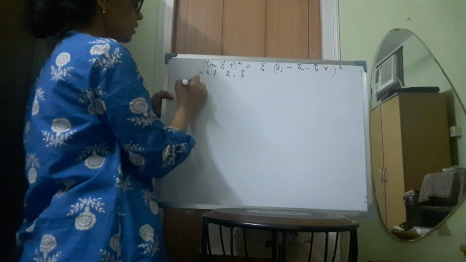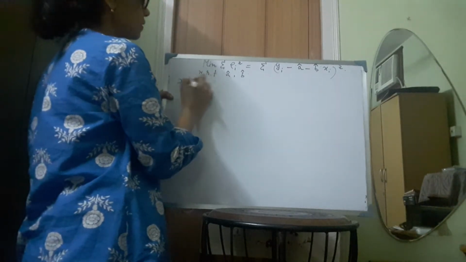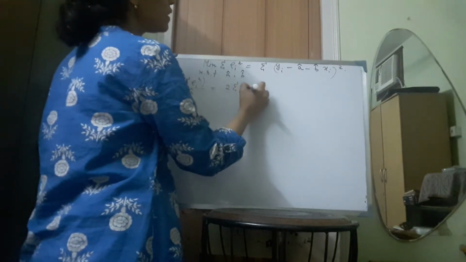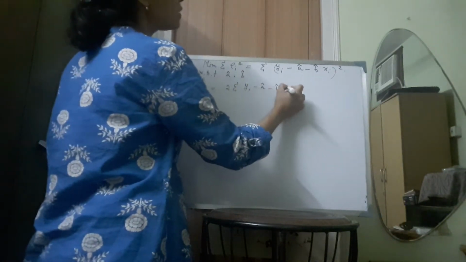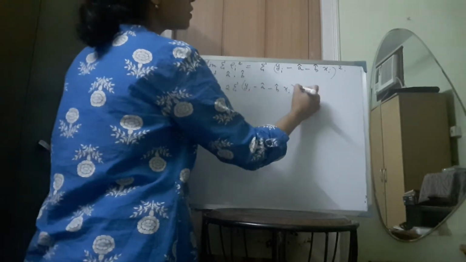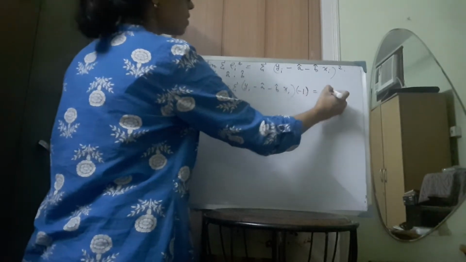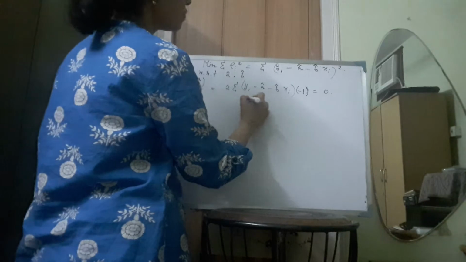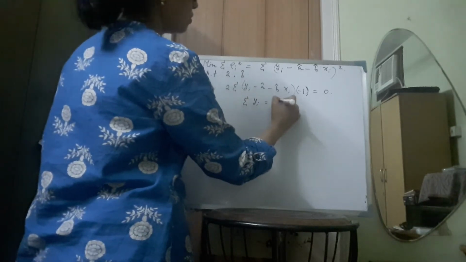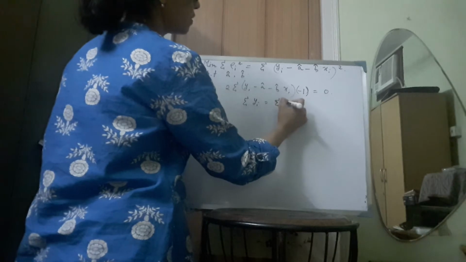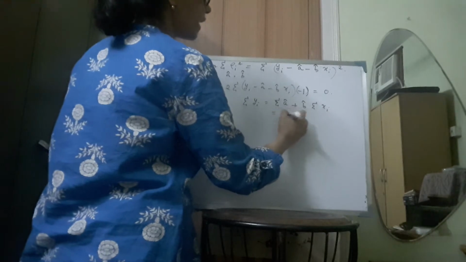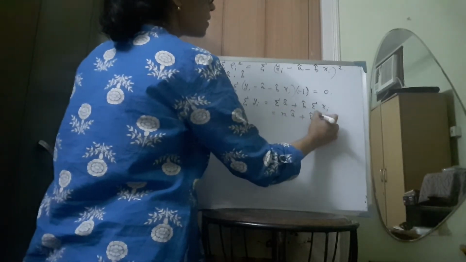So the first order conditions are: delta summation of ei square over delta a hat is equal to 2 summation of (yi minus a hat minus b hat xi) times minus 1, which is equal to 0. If we simplify this, we will get summation of yi is equal to summation of a hat plus b hat summation of xi. So this is equal to n a hat plus b hat summation of xi. So this is equation 1.